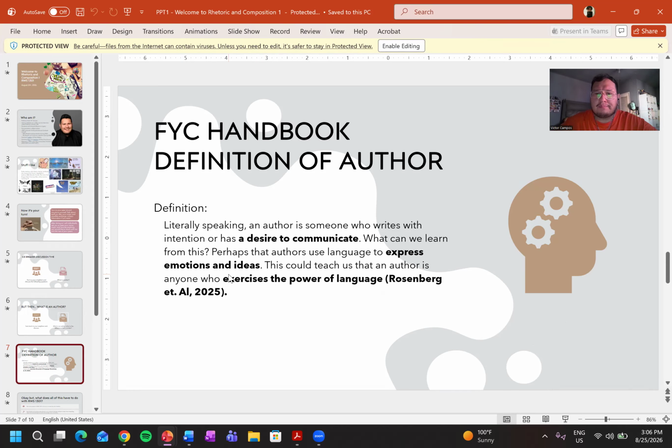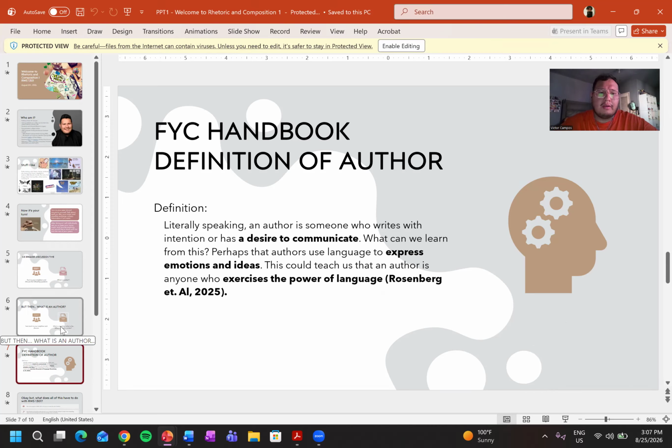However, my boss, Lauren Rosenberg, says that this could also teach us that an author is anyone who exercises the power of language. So it's not only about the definition of wanting to communicate or express feelings. No, it's the power to exercise language. So being an author, everyone is an author. A writer, an author, a composer. It's the same thing. Okay?